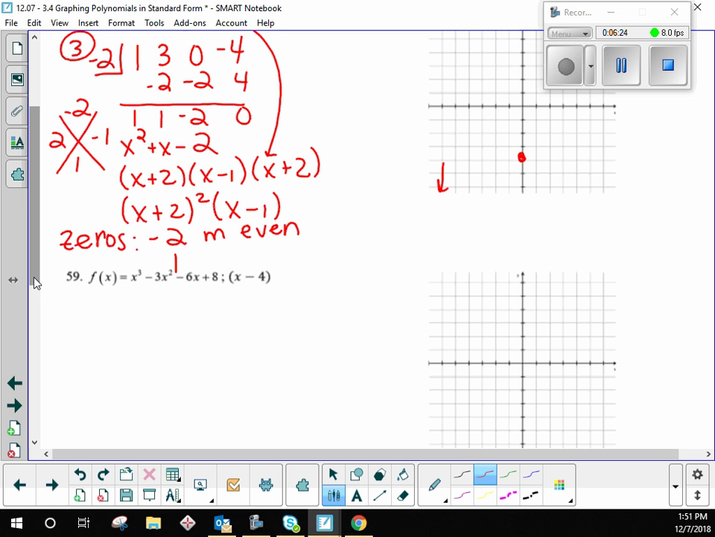And the reason why I care about that is, what does the graph do when the multiplicity is even? It bounces, okay? So that means it bounces. It's going to look like a quadratic or a parabola right there. And then for my 0 of 1, how many times does it occur? 1. Is 1 even or odd? Odd. So what's the graph going to do at that point? Go through. It's going to cross.